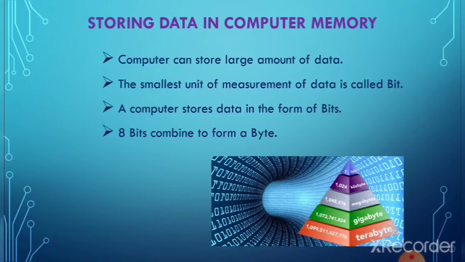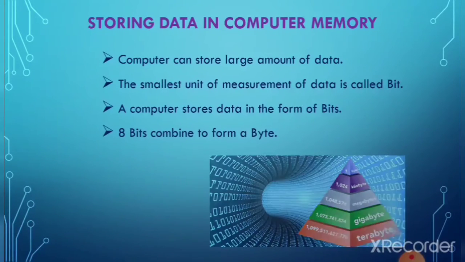As we measure height in meter and centimeter, here centimeter is small unit, same as bit is a small unit of measuring data. Computer stores data in the form of bit. In the bit form, computer can store data. When 8 bits combine, it forms a byte. It means when 8 bits are collected, it makes 1 byte.